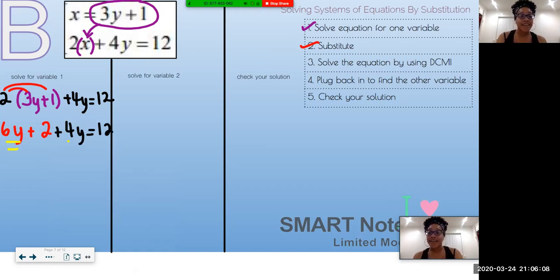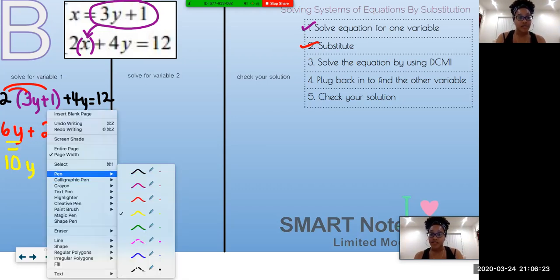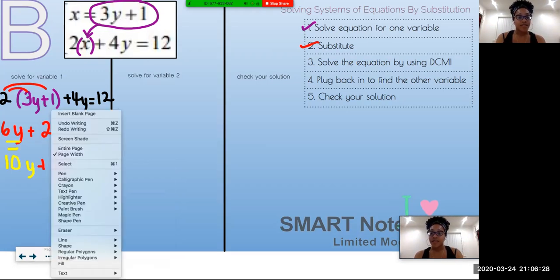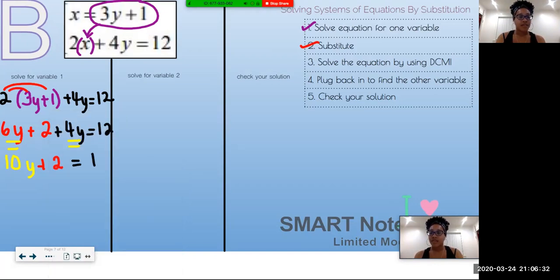So the 6y and the 4y, they go together, right? 6y and 4y are like terms because they have the same variable, same exponent. 6y plus 4y is 10y. The 2 is not like terms with anything, so I can't use that. So 10y plus 2 is equal to 12, right? Again, we distribute, we combine like terms, then we check to see if the variable is on one side. It is, nothing to move.